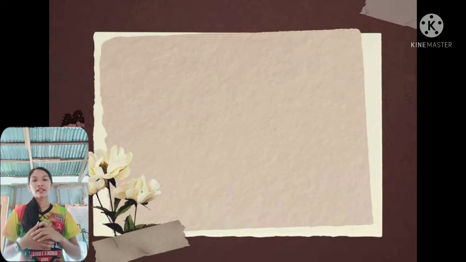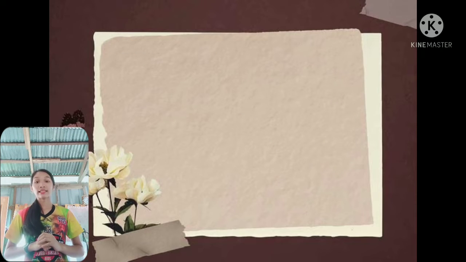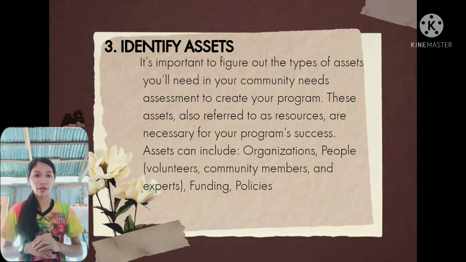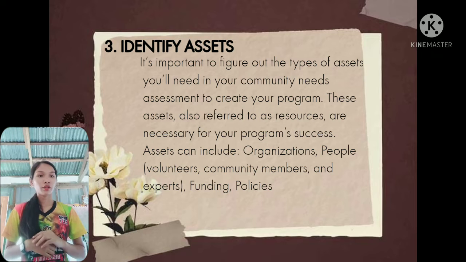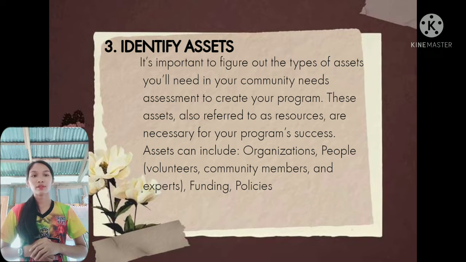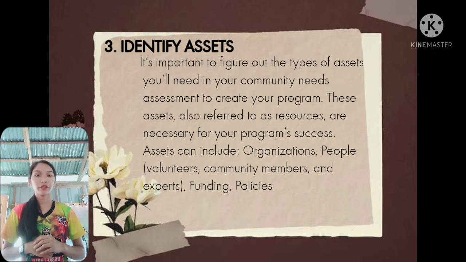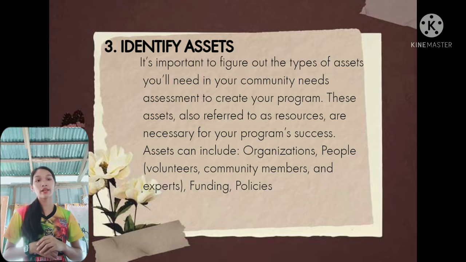So the third basic step of a community needs assessment is to identify assets. It is important to figure out the types of assets you will need in your community needs assessment to create your program. These assets, also referred to as resources, are necessary for your program's success. Assets can include organizations, people like volunteers, community members, and experts, and funding and policies.